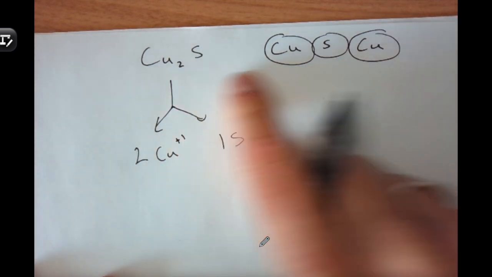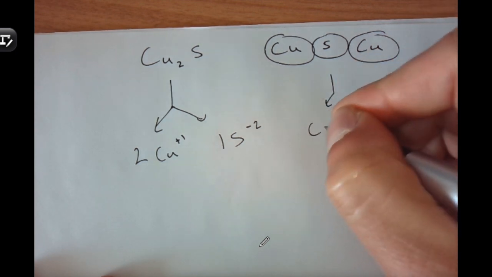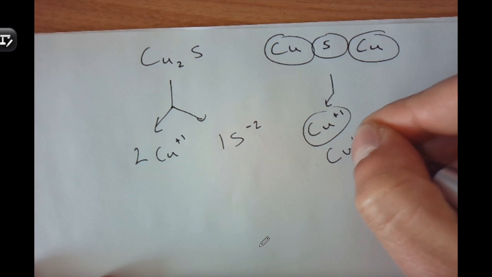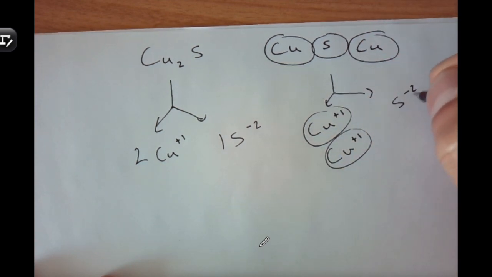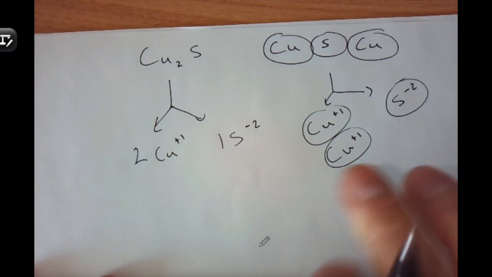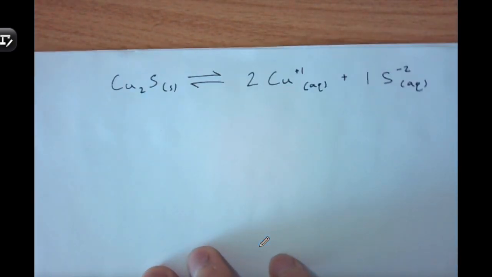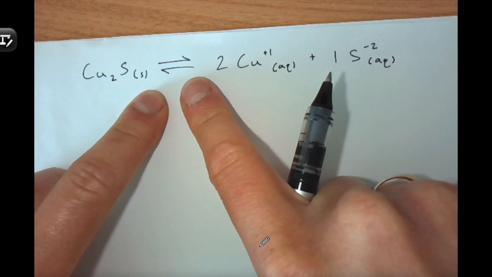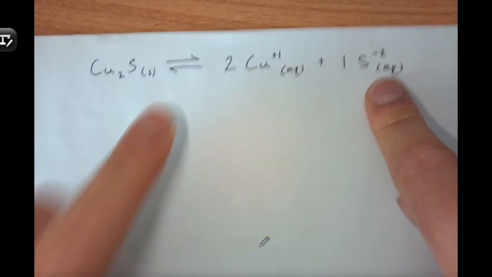Now, this is me just showing you that this would break into its individual pieces of 2 copper ions and a sulfur anion. That's useful information because that'll allow me to create my balanced equation. Copper sulfide can dissociate to form copper and sulfur.